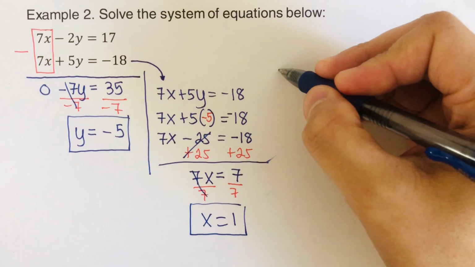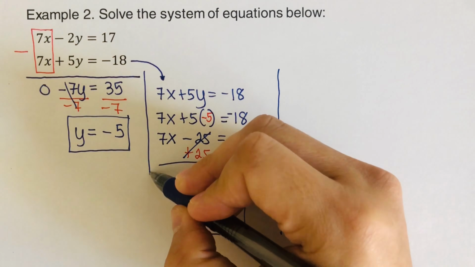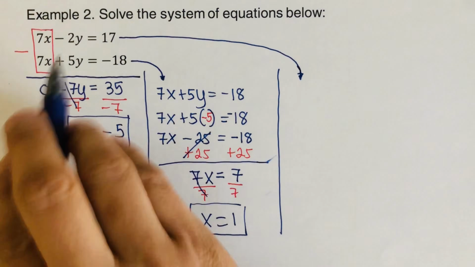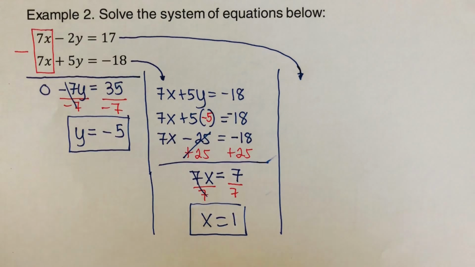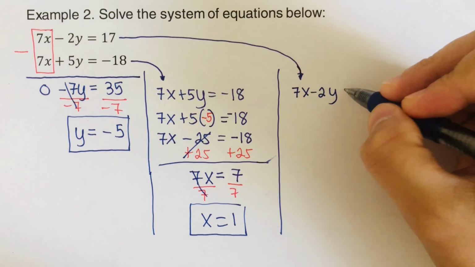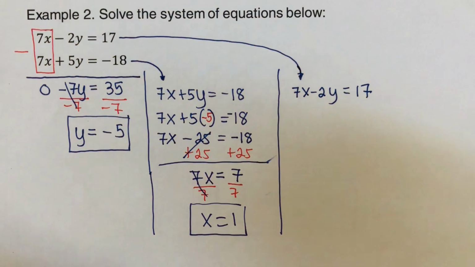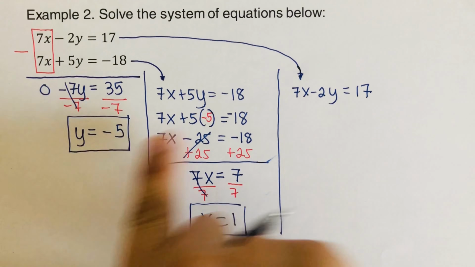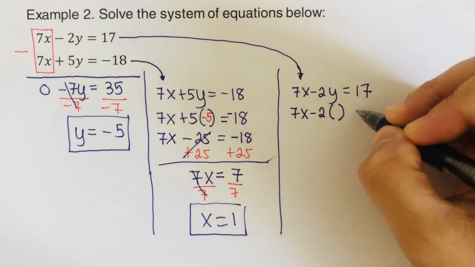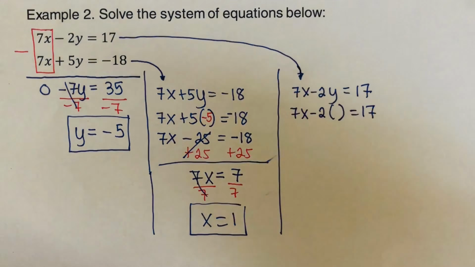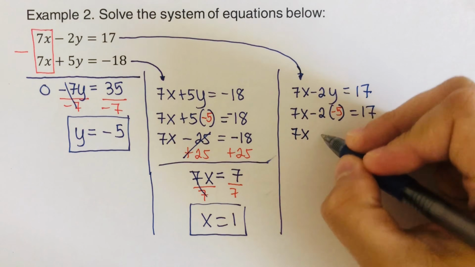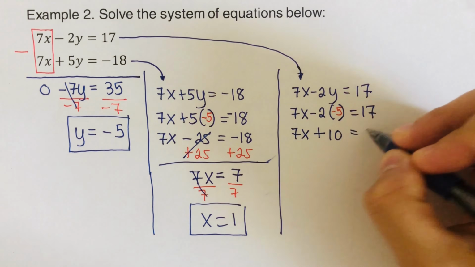Again, I'm going to show you the x value using the first equation that we have here. Again, you can pick any of these. It doesn't matter. I'm just showing you both of them. So this would come out 7x minus 2y equals 17. And so our y was negative 5, so we plug that in there. So that would be 7x minus 2 parentheses equals 17. So again, the y is negative 5. So then this would come out 7x plus 10 equals 17.